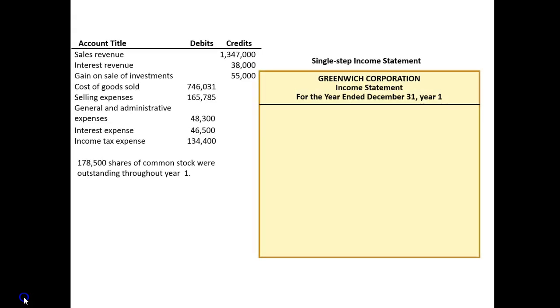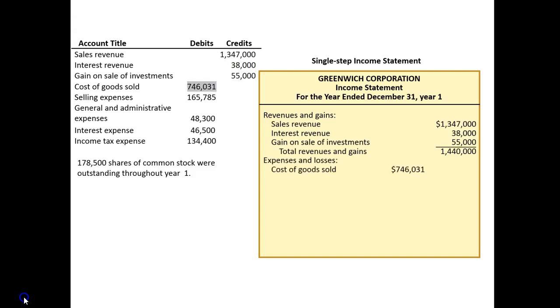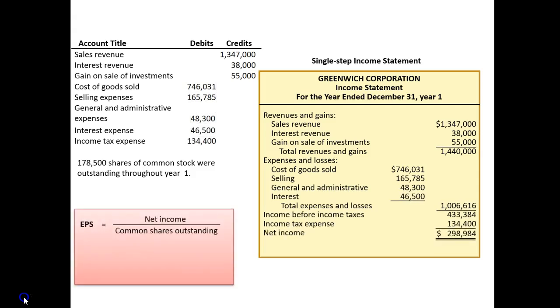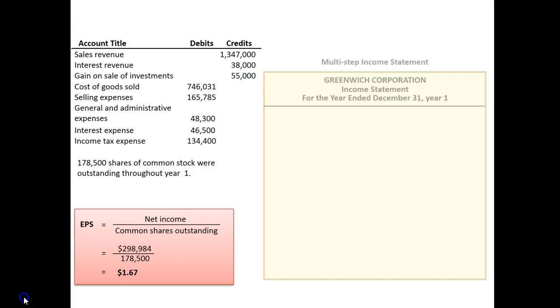So as you see in the single step, we're going to link our gains together, and then we will link our expenses and losses together to arrive at net income. From there, we will take our net income and divide it by the number of shares outstanding to arrive at earnings per share, which will be $1.67.